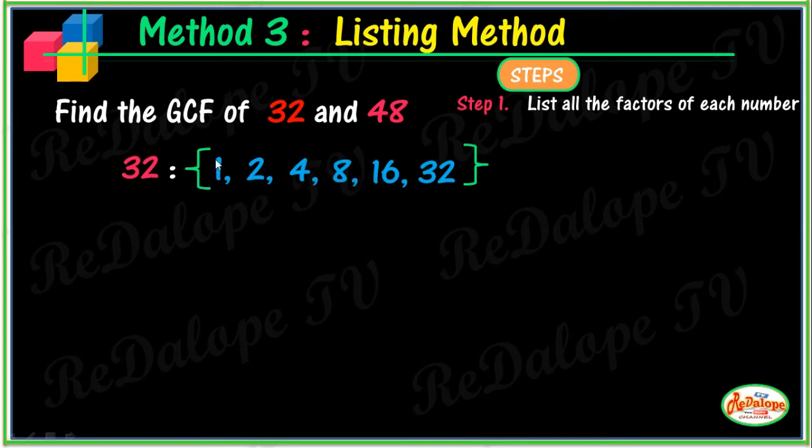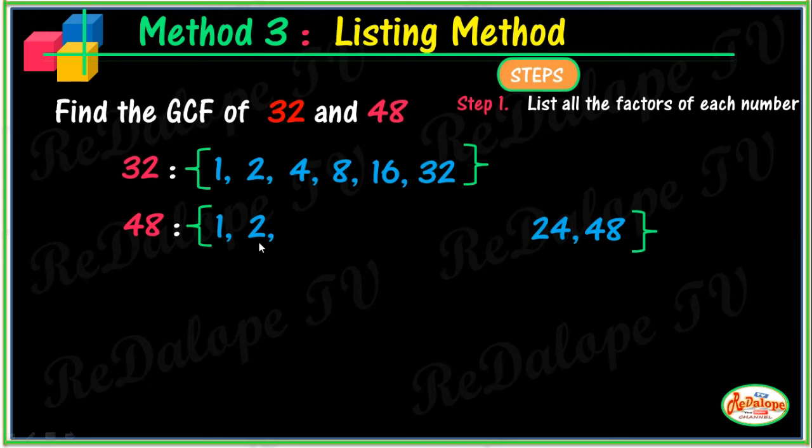So when we check, 1 times 32, we have 32. 2 times 16, that is 32. 4 times 8, that is 32. And for the last problem, we have 48. Again, we always start with the first number, which is 1. So 48 divided by 1 is equal to 48. What follows 1? That is 2. So 48 divided by 2 is simply 24.